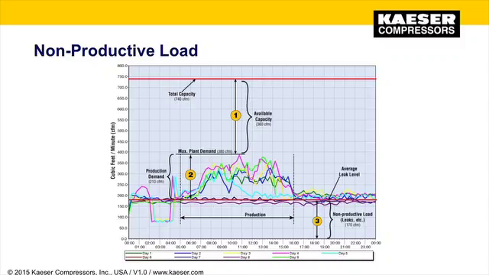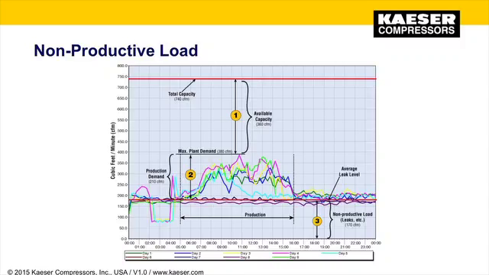To sum up, the key conclusions we can draw from this one chart: number one, they were using only half the air they had available. Number two, peak production is under 30% of the available capacity. And number three, leaks, artificial demand, and other non-productive loads made up most of the air consumption. This is really a typical case.